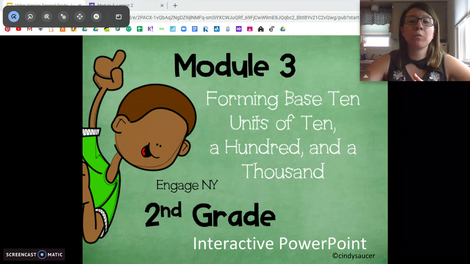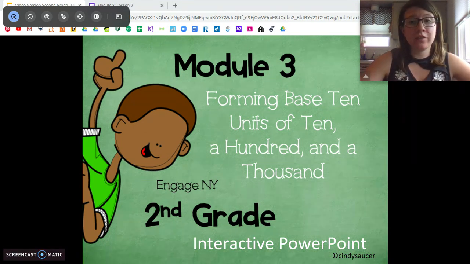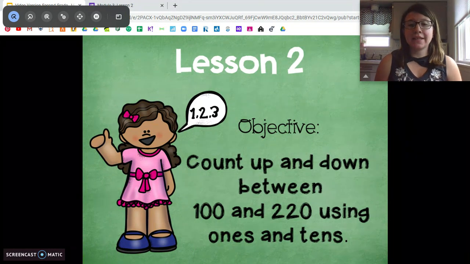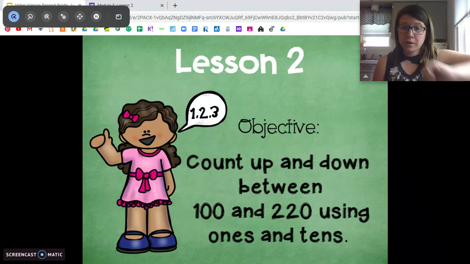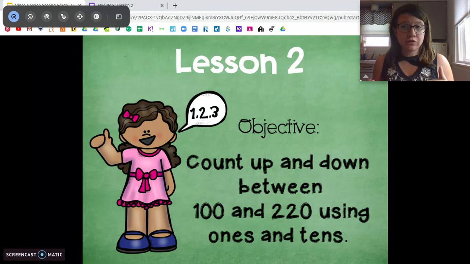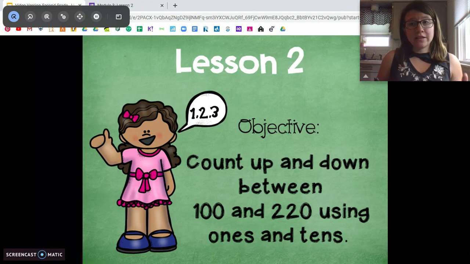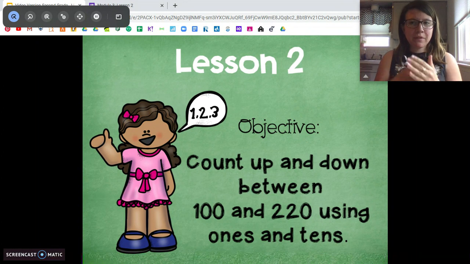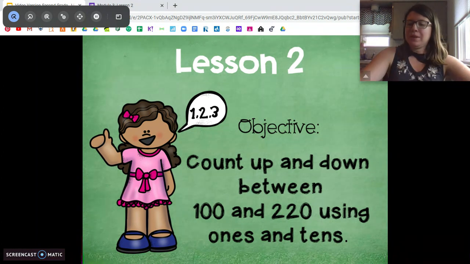Now remember, we're working in base 10 units. We learned about thousands, hundreds, and tens yesterday. You guys already know about ones. We're going to move forward with that today. So our objective today is to count up and count down between 100 and 220 using tens and ones. We did a little bit of that yesterday with ones and tens separately. Today we're going to combine them.